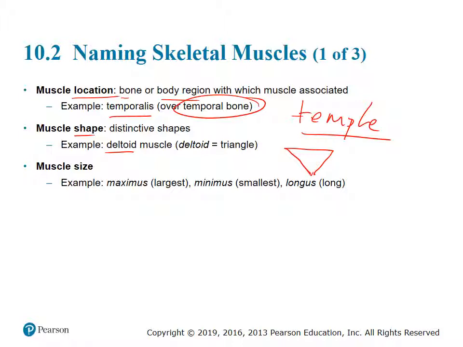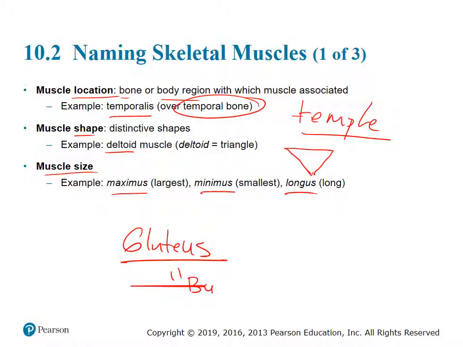And also muscle size, how big or how small the muscle. And we give some great examples here: maximus, minimus, longus. And so you'll see these words commonly used in muscles when we study muscles, right? Like the gluteus muscles, a common term here, right? Your butt muscles, which in fact are not just one whole muscle, but in fact there's three muscles that make up your gluteus muscle. Okay.